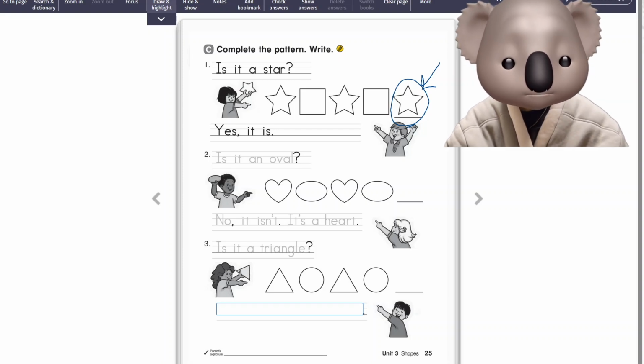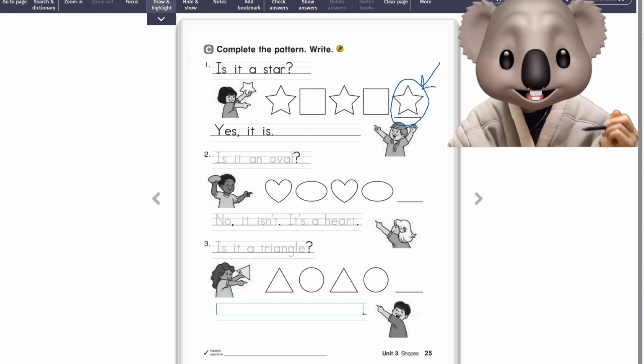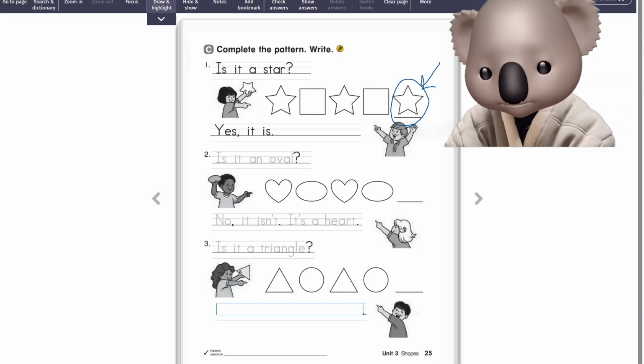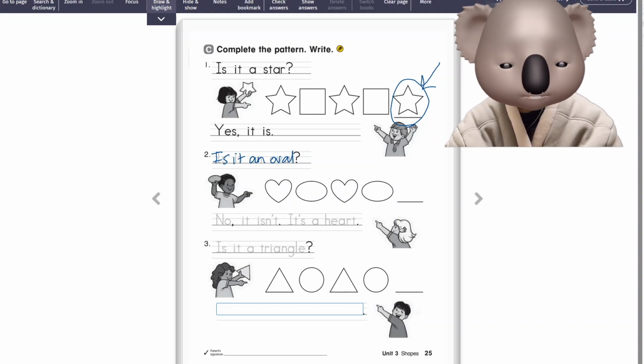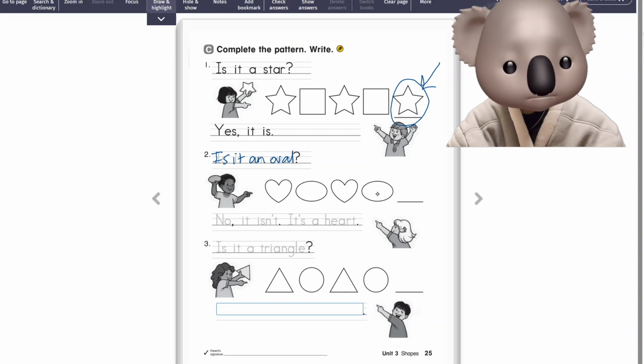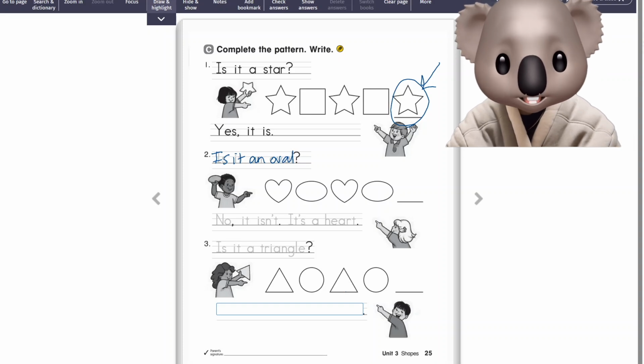In number 2, the question is it an oval? 일단, first, let's trace. Let's look at the pattern. We have a heart, an oval, heart, oval. 그럼 다음에 뭐가 나와야죠? Heart, oval, heart, oval, heart. Great job. Let's draw a heart.